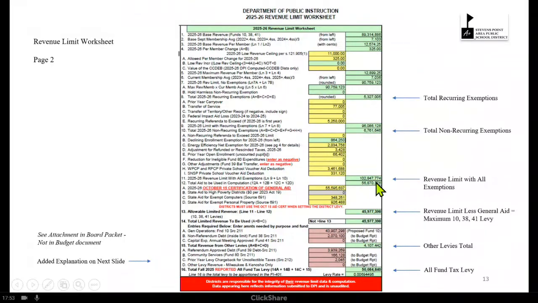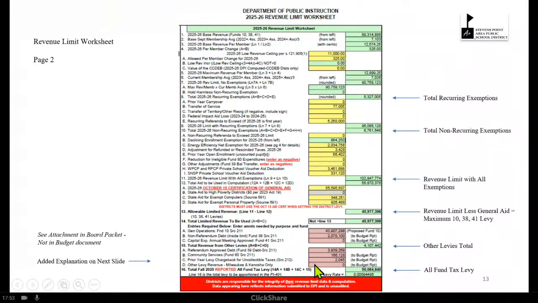From there, we're going to subtract out state aid. State aid is added over here. So here's our state aid certification that came out October 15th. That's the amount that's 1.03% less than last year. Okay, and then we have some exempt computer aid and some personal property aid that also gets added in. We subtract that from our revenue limit with all exemptions. We get the revenue limit less general aid here.